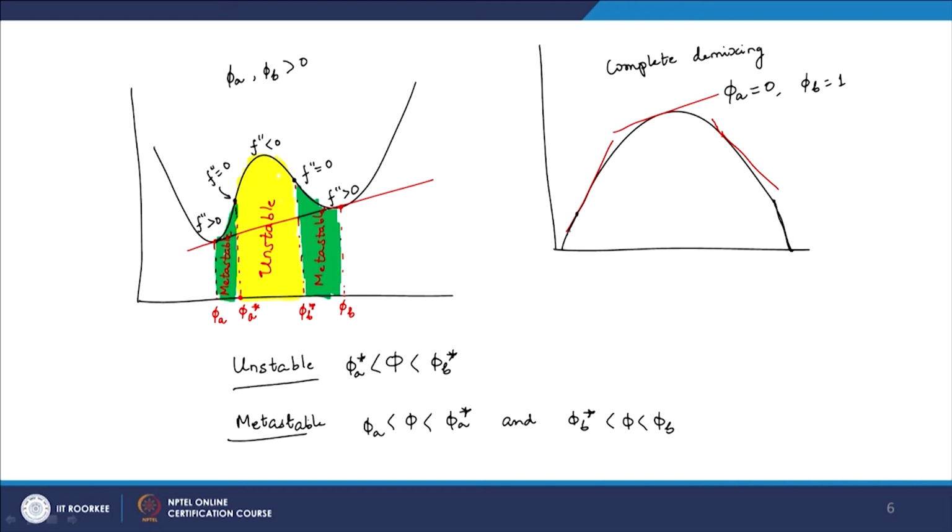And what really happens in these two regions is, in the unstable region, if I start with a homogeneous system and if I make any small perturbation to the system, it will immediately phase separate. On the other hand, if we are in the metastable region, the system will not phase separate for small disturbances. This is what we refer to as stability. One way to think about it is you are on the top of a cliff. As soon as you get a small push, you will actually fall down. That will be an unstable case.